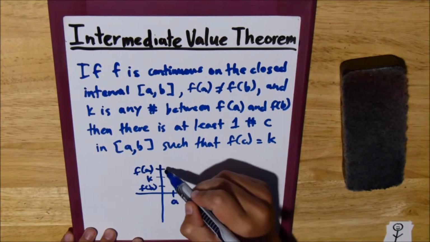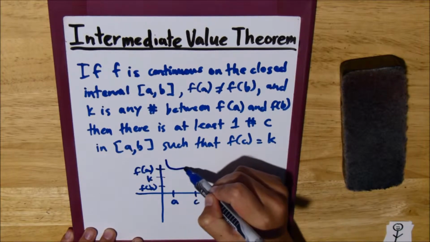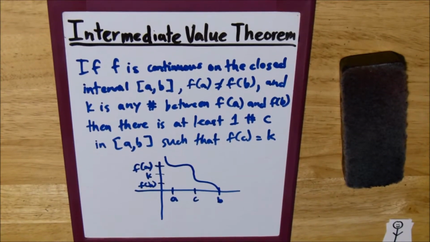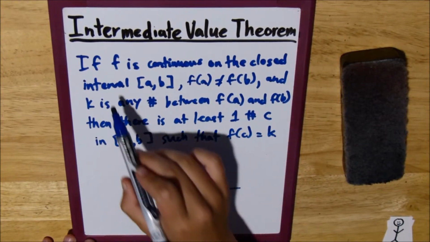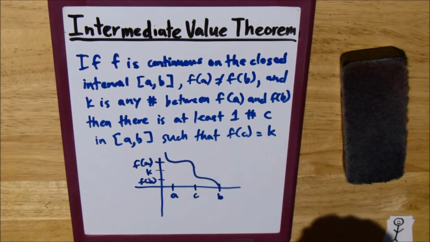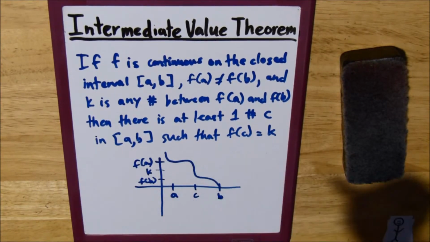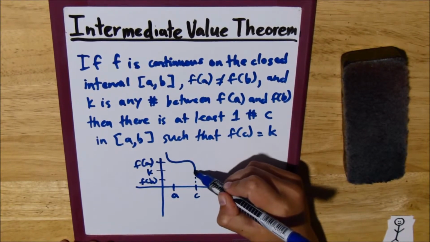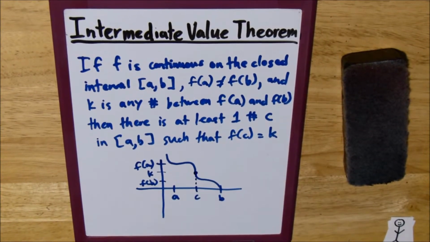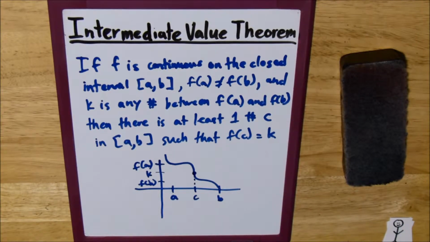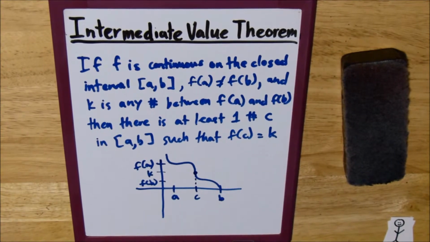So let's say our function is something like this, okay? So here we can see that our function is continuous because I drew it in one line. I didn't have to pick up my pen, and you can see that our C and our k correspond. The intermediate value theorem is useful if you need to figure out if something is in between them, right?